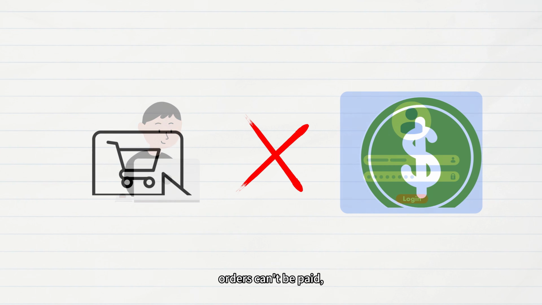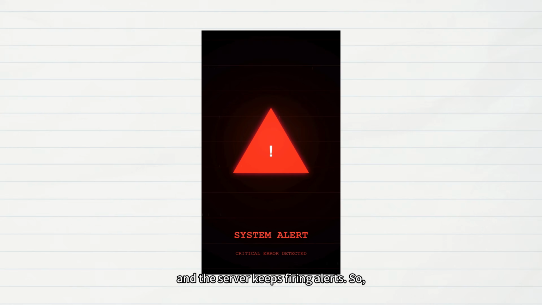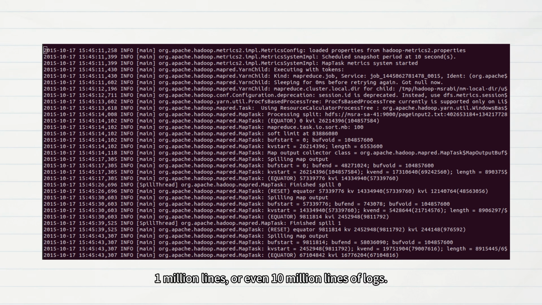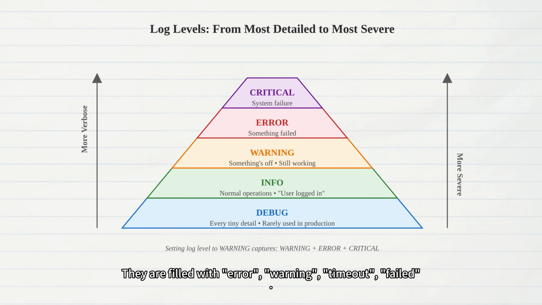One day, your system crashes. Users can't log in, orders can't be paid, and the server keeps firing alerts. So you do what every developer would do, open the logs. Then you see 100,000 lines, 1 million lines, or even 10 million lines of logs. They are filled with error, warning, timeout, failed.